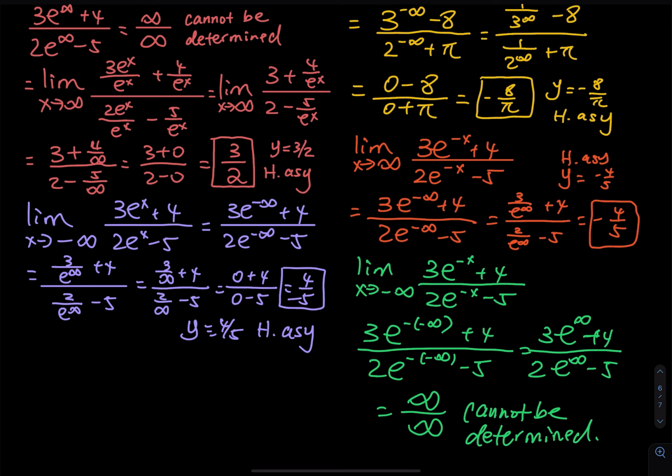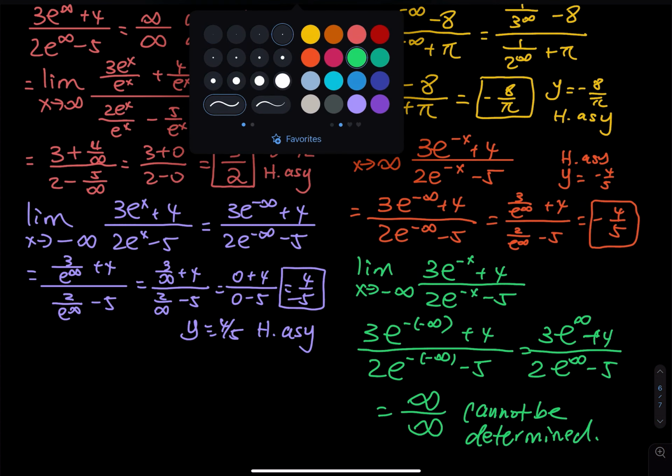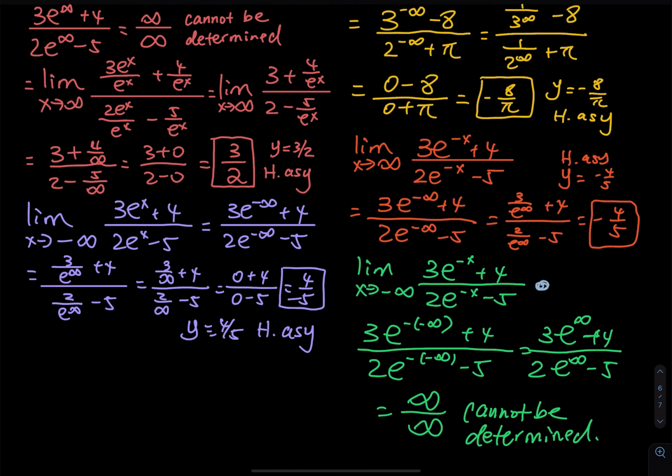So what happens in this scenario? In this scenario, you have to do the algebra. You will have to take a look at the biggest term, which is e to the negative x. So let's go ahead and do the algebra. We are going to multiply the top and bottom by 1 over e to the negative x.